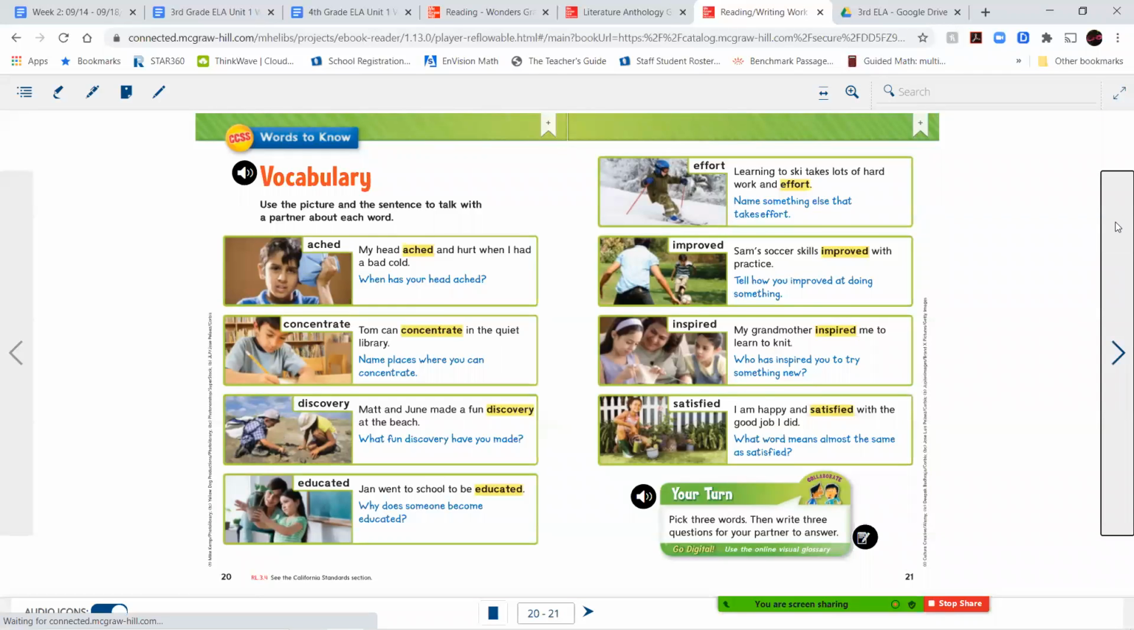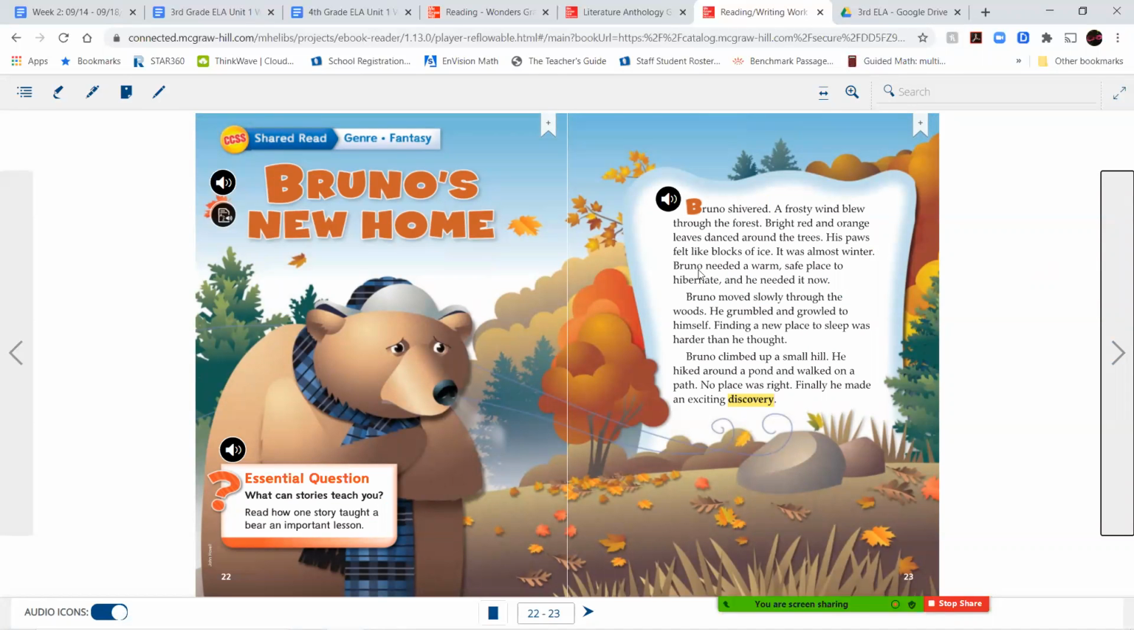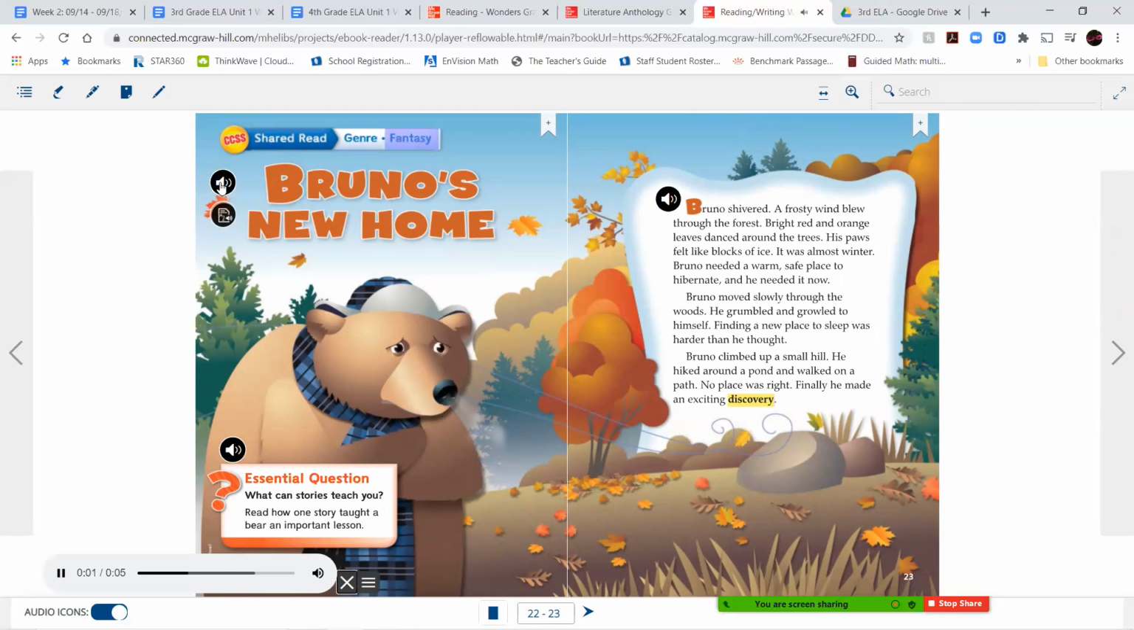After you flip past your vocabulary pages, you're going to get to your story. Genre, fantasy. Bruno's New Home.